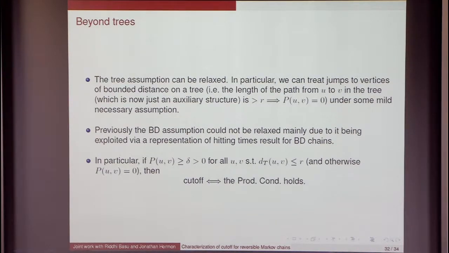One big challenge is to understand how far this can be weakened. One possibility is that really the origin of cutoff is in approximate tree structure in very general chains, but we don't know that.